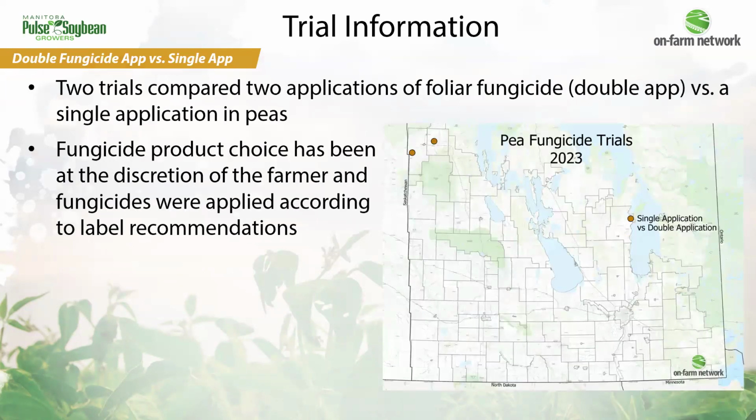In 2023, we had 2 trials which compared 2 applications of foliar fungicide versus a single application. The distribution of this trial type is on the map here on the right. As you can see, both of these trials were up north in the Swan area. We typically see these trials in fields that had persistent leaf wetness and more moisture in the growing season.